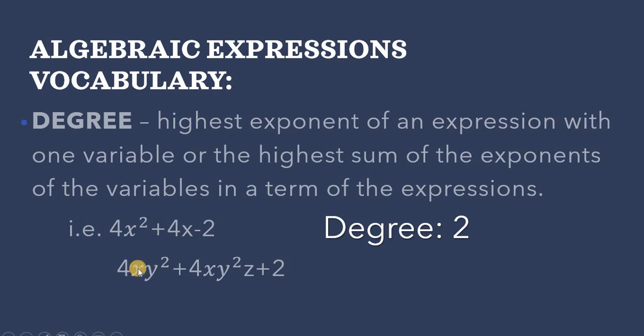Kapag walang naka-indicate na exponent sa isang variable, understood na ang kanyang exponent ay 1. So, for the first term, ang sum ng exponents nito ay 3. For the second term, ilan? 1 plus 2 plus 1. And that is 4. So, anong mas mataas? Of course, yung 4. Okay, that's why the degree of this algebraic expression is 4.